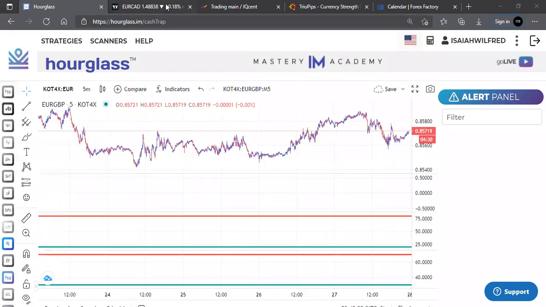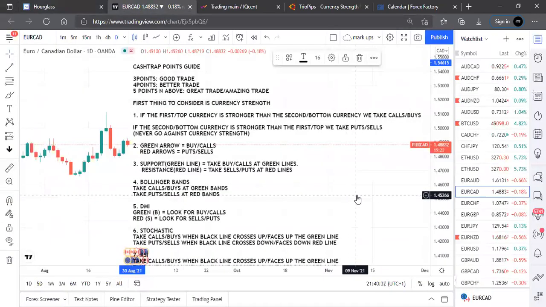Now what actually makes us have a third point? So the third confirmation is what we call support and resistance. Now, support and resistance. Support zones or support areas.